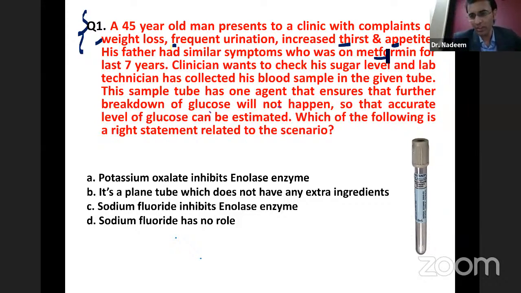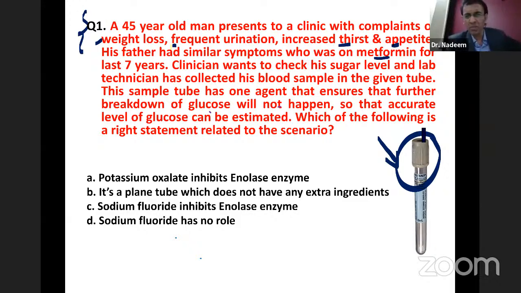This tube has a gray color cap. This sample tube has one agent that ensures that further breakdown of glucose will not happen, so that the accurate level of glucose can be estimated. Which of the following is a right statement related to this scenario? I think I have asked this question before also, but please see this question, read all options, then you mark.